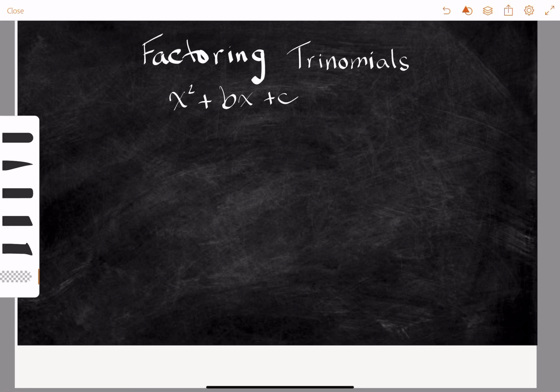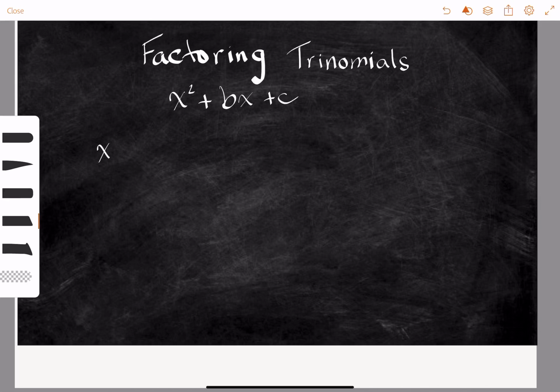Right, we're going to do a quick video here on factoring trinomials. So a trinomial looks like x squared plus bx plus c. Sometimes there is a number in front of the x squared, but for our basic trinomial here, I'm just going to leave that as a 1.